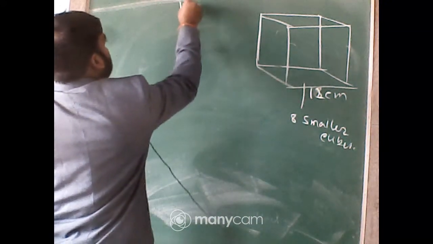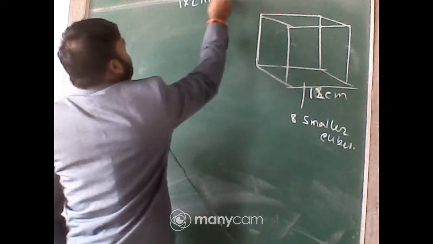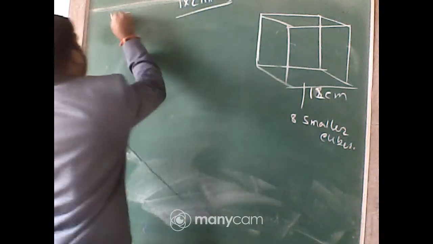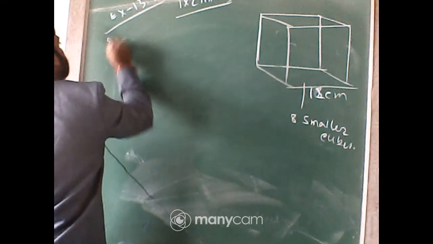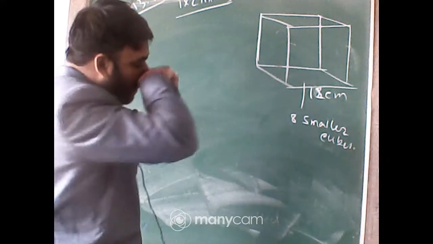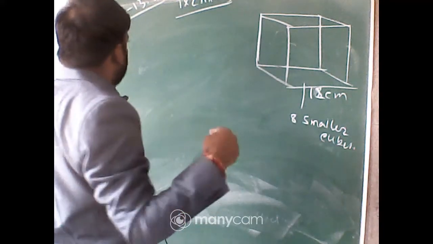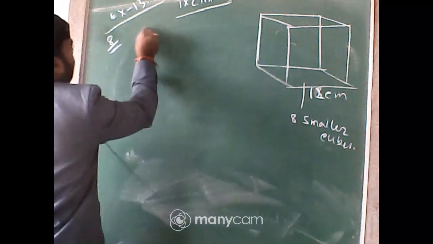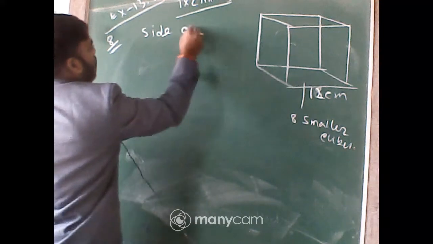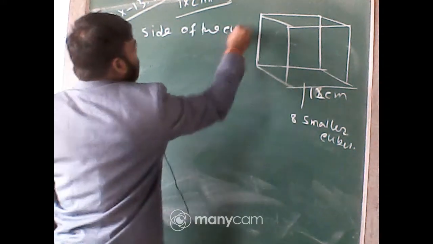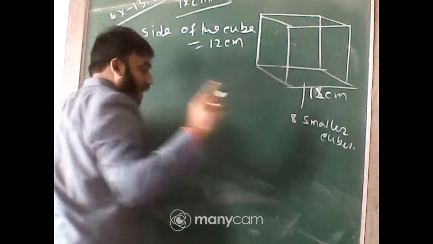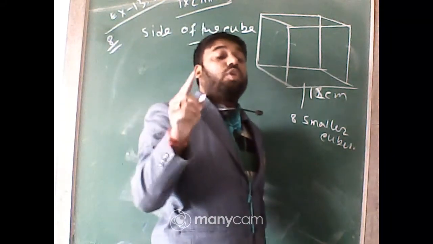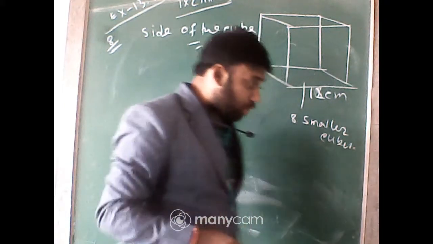One thing, students, this is class 9 maths, exercise 13.5, question number 8. The side of the cube is 12 centimeter. Now everyone tell me the formula of the volume of a cube. Tell me in the chat box quickly.